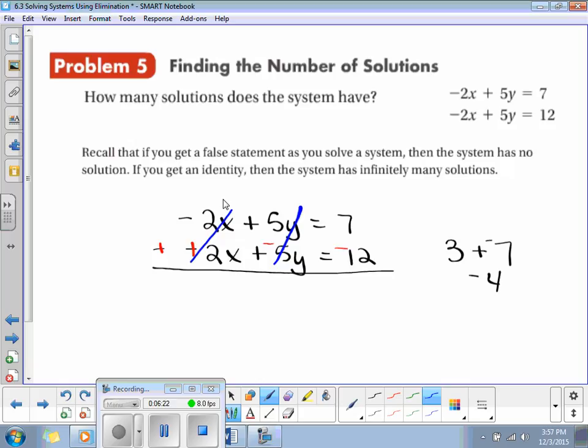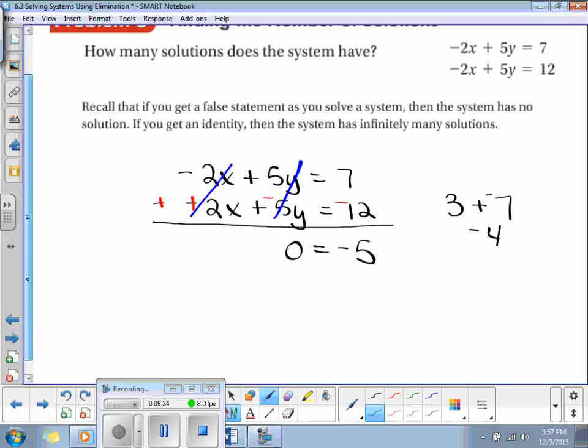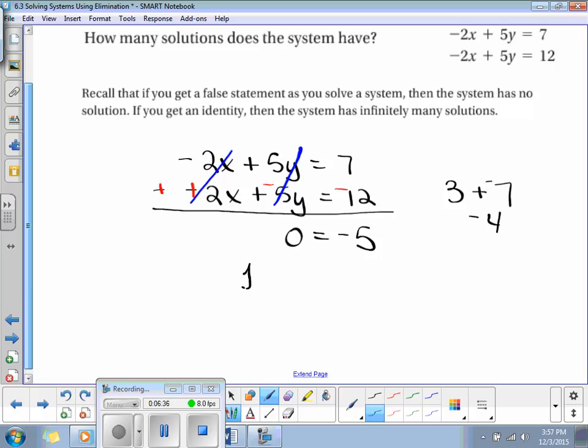That cancels out. So this is 0. This second one, the x's are 0, the y's are 0. So 0 plus 0, of course, is 0. And 7 plus a negative 12 is negative 5. So this is a false statement. Therefore, no solution. Is everybody clear? Yeah.